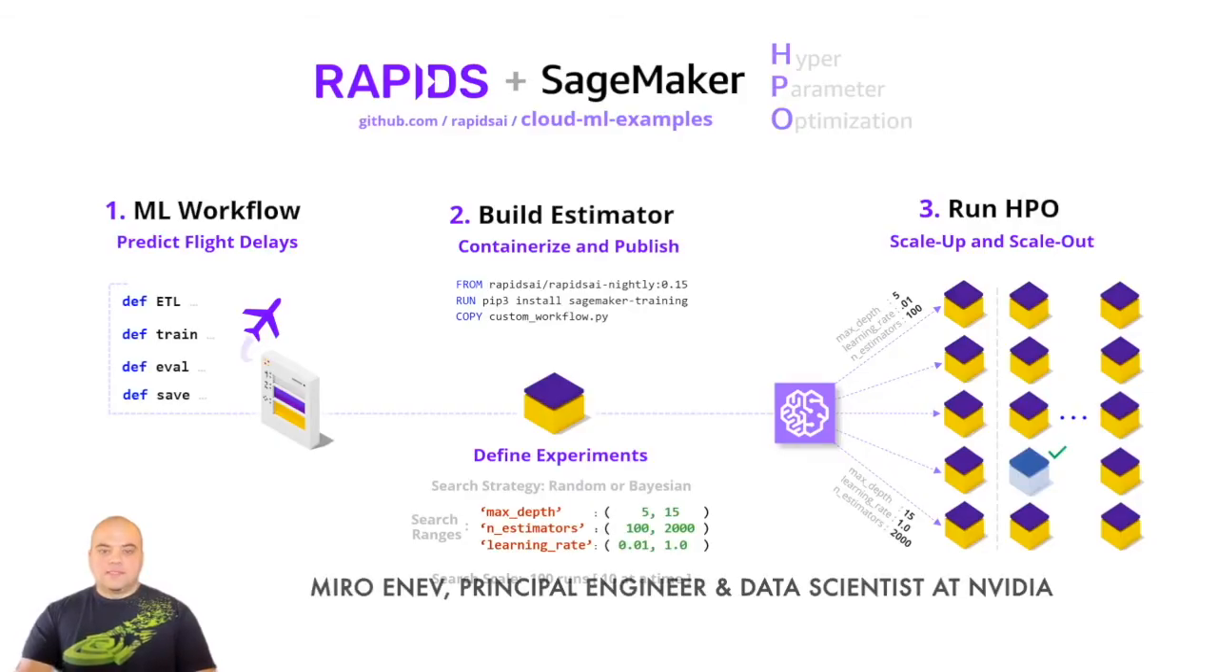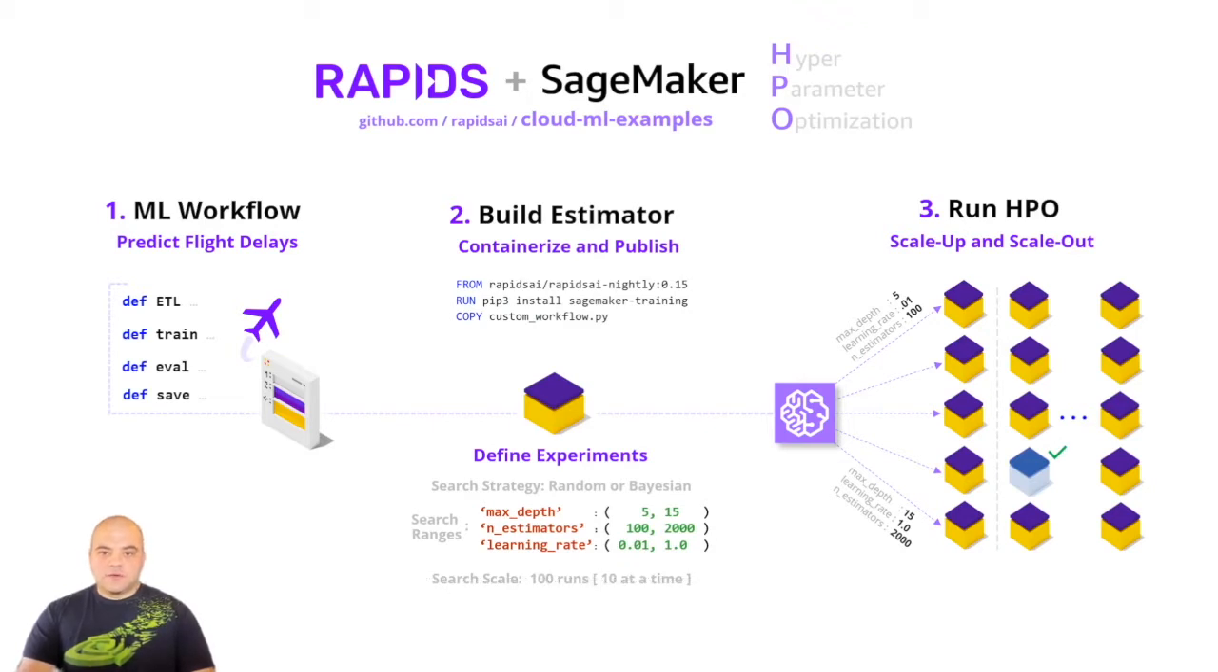Hi, in today's demo, we're going to be combining RAPIDS and Sagemaker together to accelerate hyperparameter optimization in the cloud. RAPIDS is an open source ecosystem of data science libraries that have been accelerated for the GPU, and Sagemaker is a machine learning service provided by Amazon that allows data scientists to do their development in interactive Jupyter notebooks and then deploy them using a high-level API to the vast cloud infrastructure.